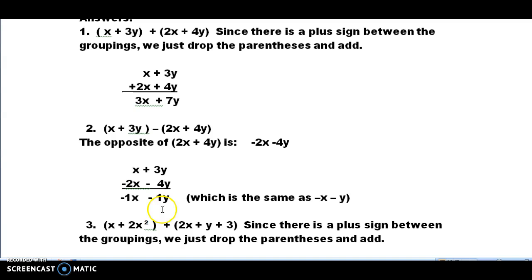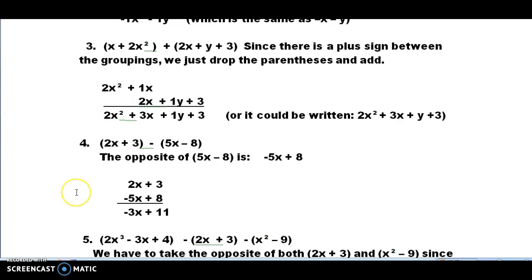Either way is fine. Problem number 3 has a plus sign between the groupings, so we just drop the parentheses and we combine terms that are alike. So when we do that, we have 2x squared plus 3x plus 1y plus 3, or you can write it without the 1 in front of it.